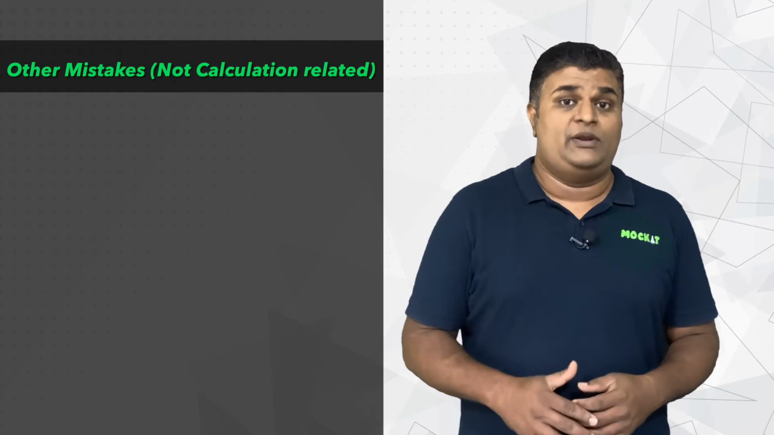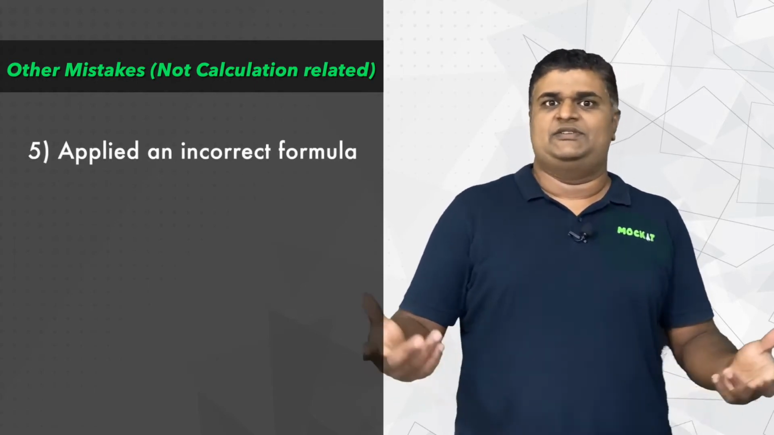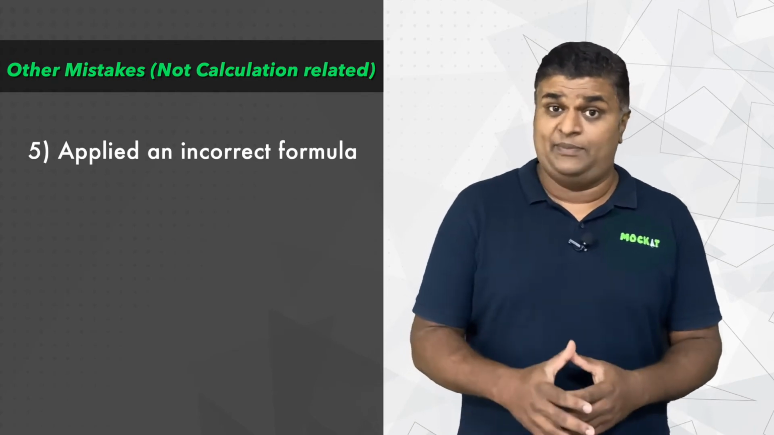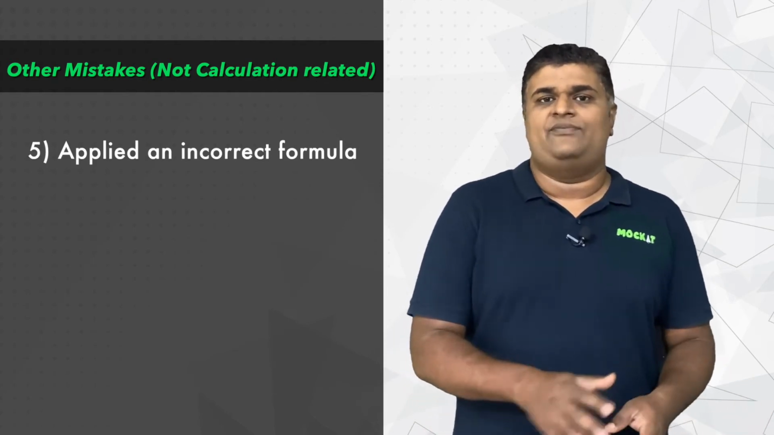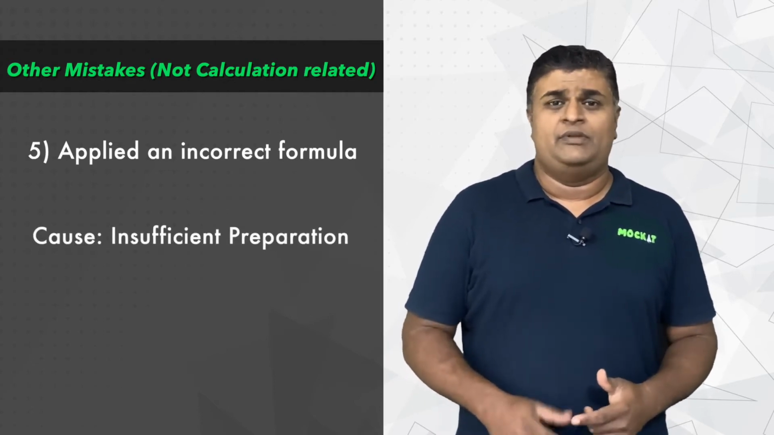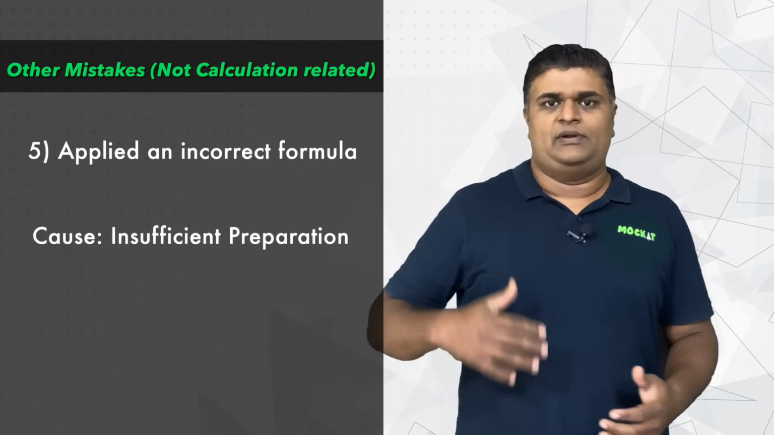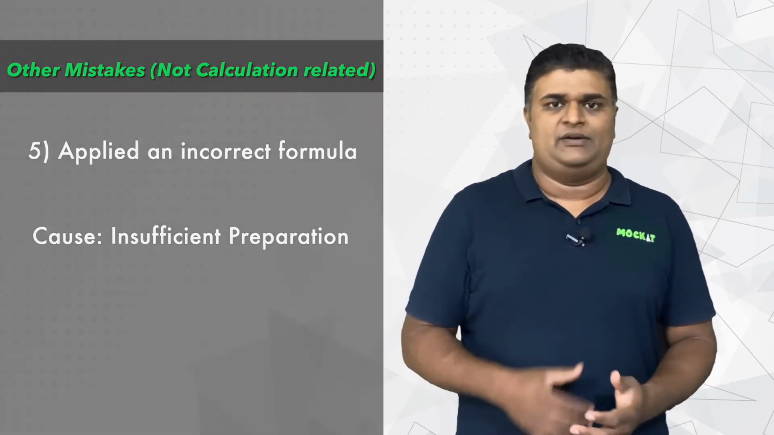Another big area where people make mistakes is incorrect formula application. For instance, let's say you're required to find the volume of a right pyramid. It's 1/3 of the base area into height. You write it down as half into the base area into height. This is primarily a result of insufficient preparation. You need to go through the formulae properly. You have to go through the concepts behind them properly, right? So make sure your prep part is good.